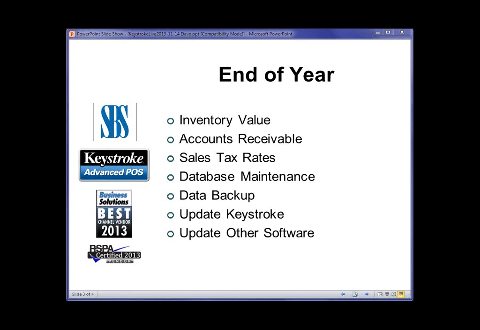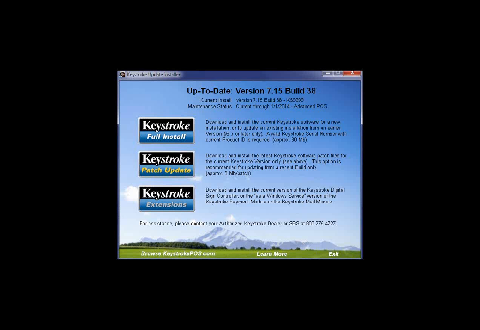And if you haven't looked at it yet, I'm going to switch over. This is the Keystroke Update Installer. It's part of your Keystroke POS program group when you install Keystroke. And you can run a full install that downloads the about 90 megabyte full setup, or the patch update that says 5 megabytes. Sometimes it's 2, sometimes it's 7. It's about 5 each time.